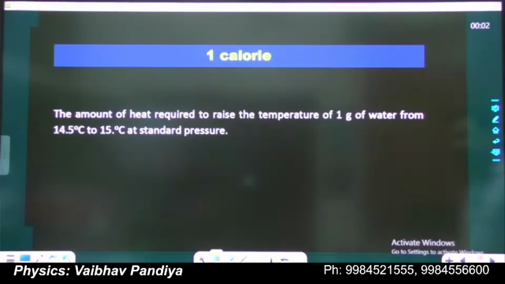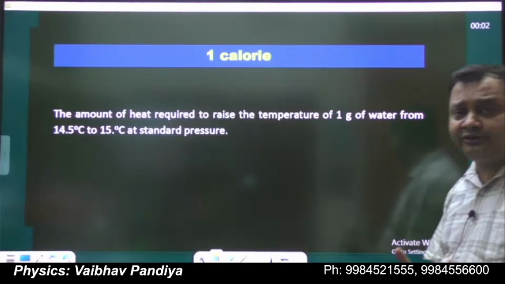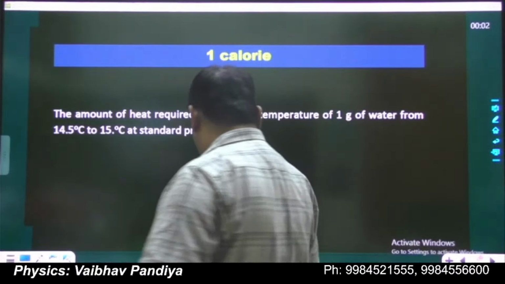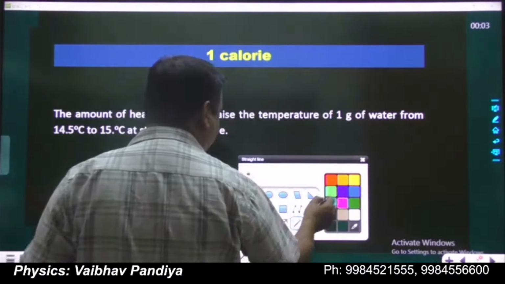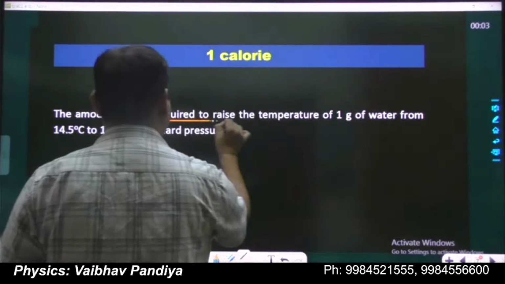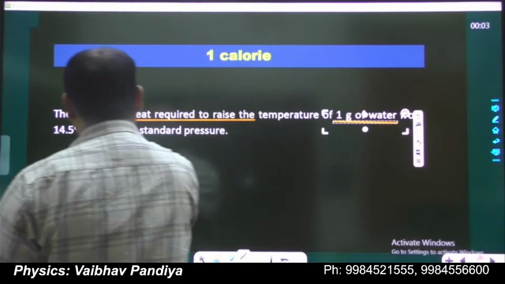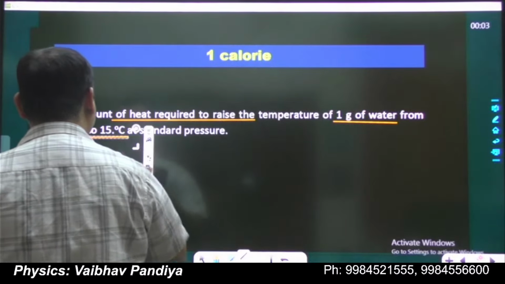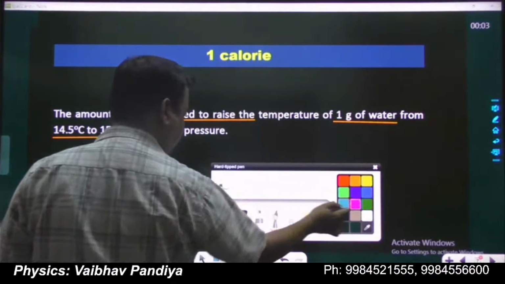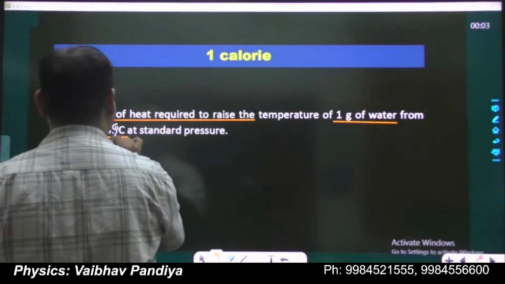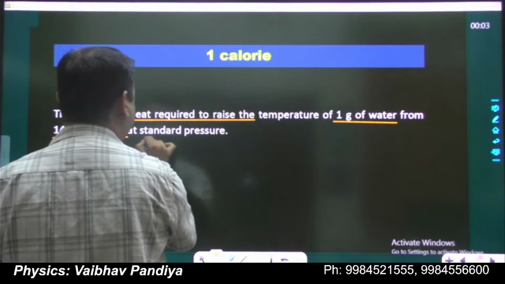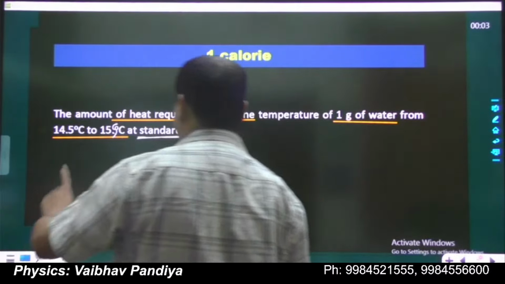Now let's see what the definition of 1 calorie is. We define 1 calorie as the amount of heat required to raise the temperature of 1 gram of water from 14.5 to 15.5 degrees Celsius, at a standard pressure. This is the definition of 1 calorie.